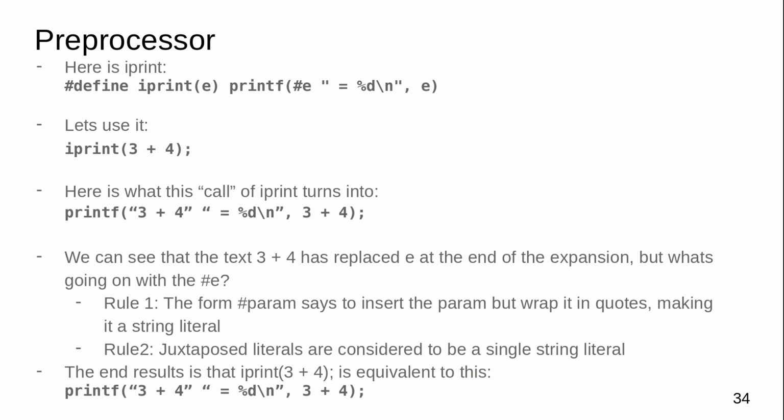And then also, juxtaposed literals are considered to be a single string literal. So notice how there's this string with this string right next to it right here. Those are all considered to just be one string. You don't need to append them in any sort of way. So the end result is that iprint 3 plus 4 is equivalent to this printf call because we've defined this macro. Does that make sense?